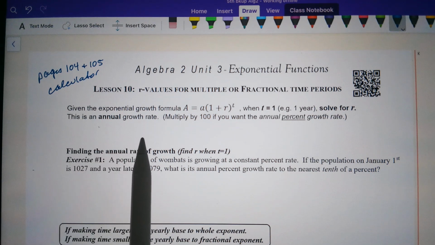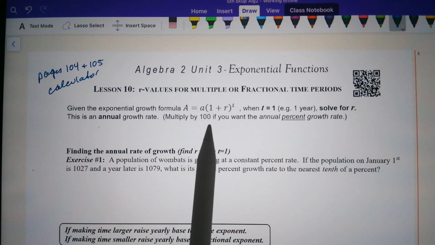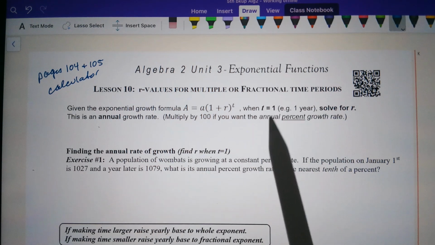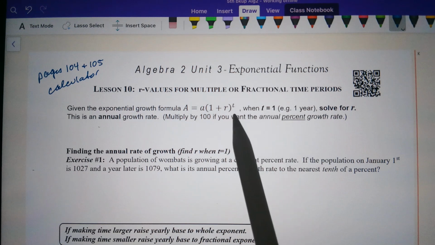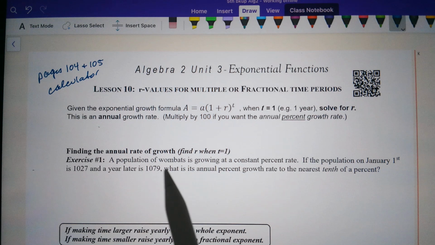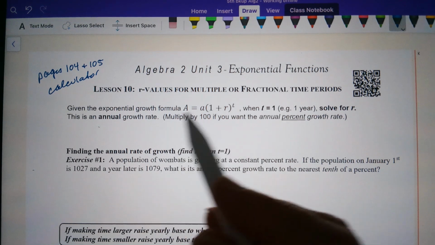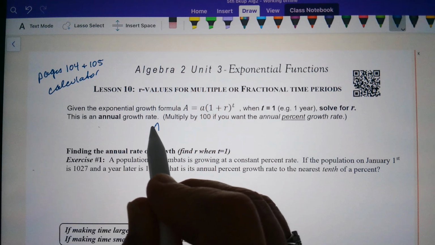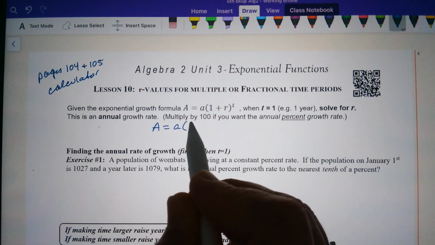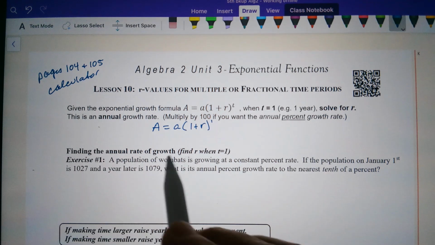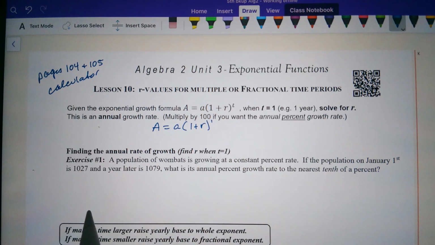Given the exponential growth formula, capital A equals lowercase a times 1 plus r to the t, when t equals 1, meaning time 1 year, solve this for r. This will give us an annual growth rate. Substitute 1 in for t. So 1 plus r to the first is simply 1 plus r.